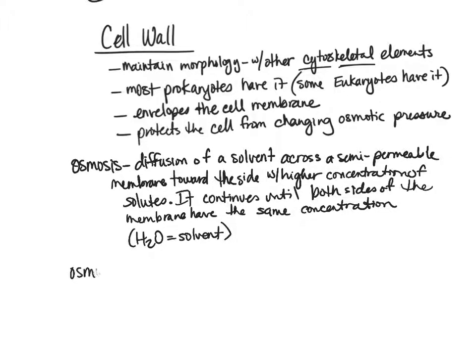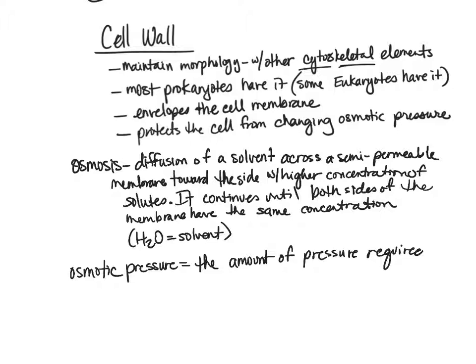Let's define osmotic pressure as well, since we've been talking about osmotic pressure. And then we're going to talk more about tonicity. So osmotic pressure is the amount of pressure that's required to stop the flow of solvent across the membrane.